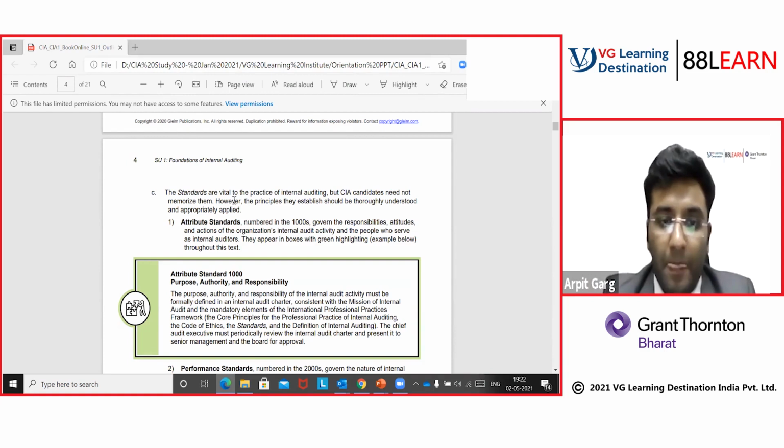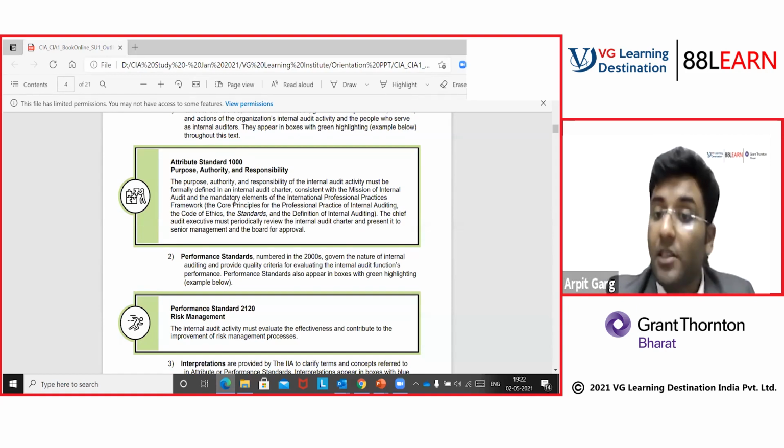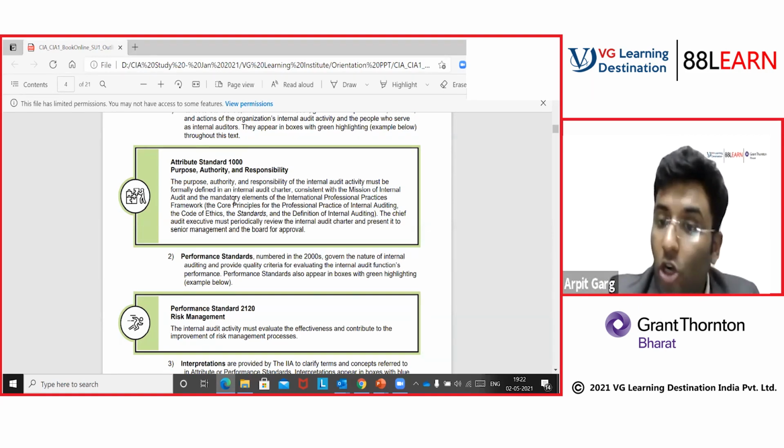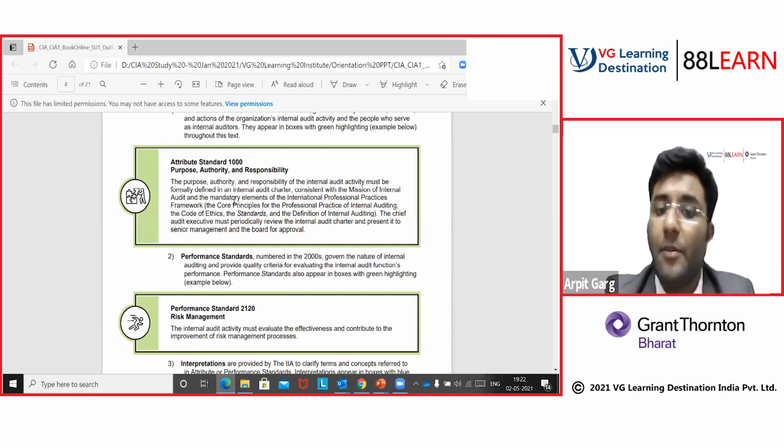Then we have attribute standard 1000, which talks about purpose, authority, and responsibility. The purpose, authority, and responsibility of the internal audit activity must be formally defined in the internal audit charter. As part of subunit 1, in the later part, we'll understand what the internal audit charter is, how it describes the purpose of the internal audit activity, how it gives us the authority to perform internal audit activity, and what responsibilities are defined in it. It must be consistent with the mission of internal audit and the mandatory elements of the IPPF.